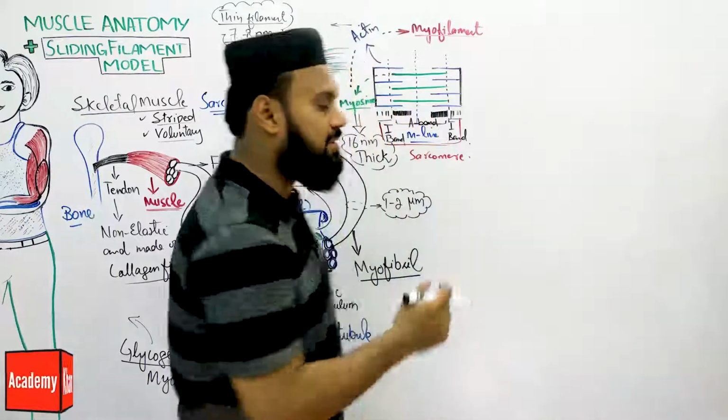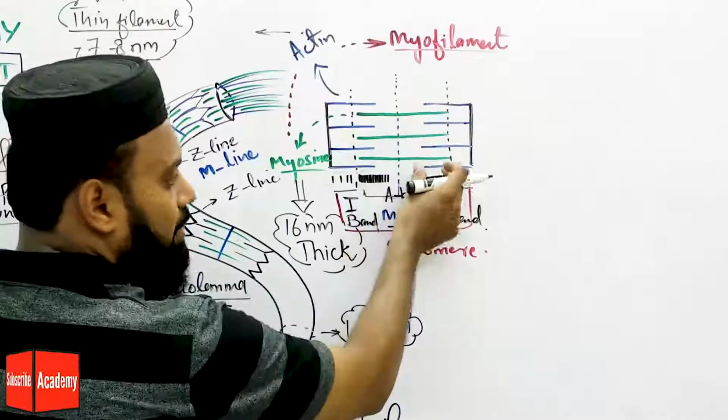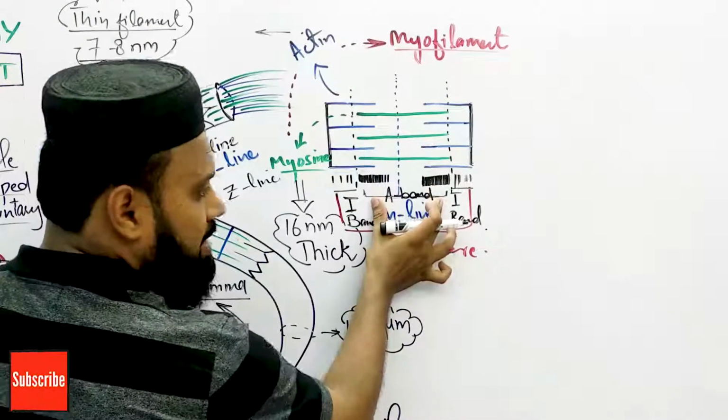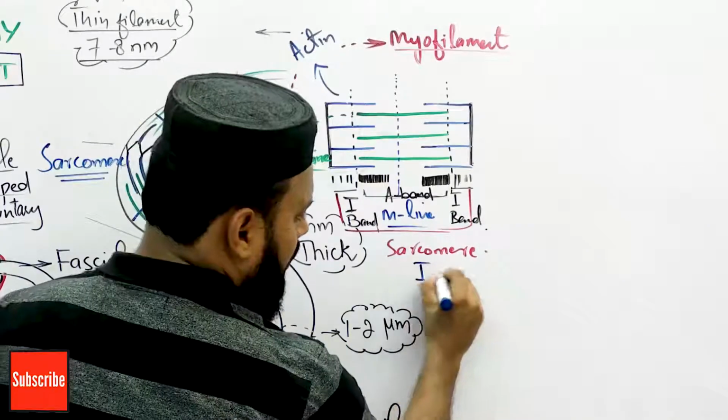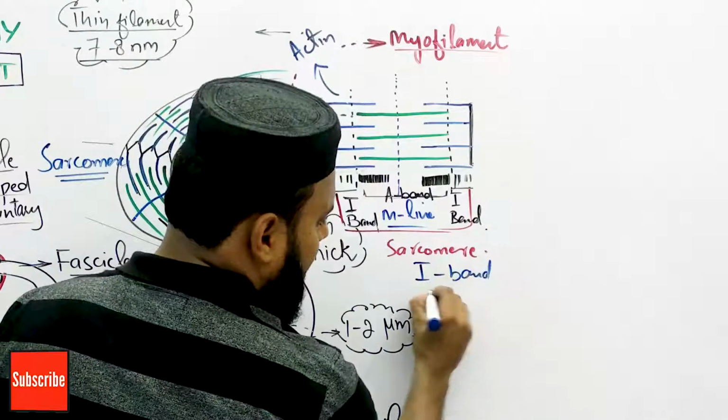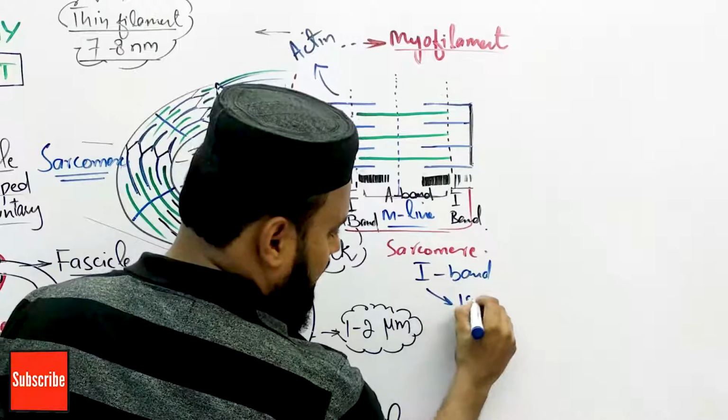It means that there is some part which is overlapping. A band and I band. What are they? The I of the I band stands for isotropic.